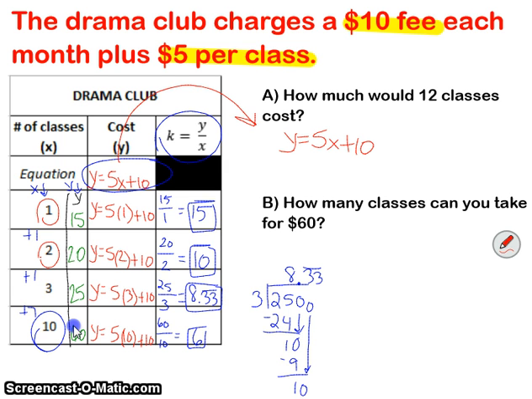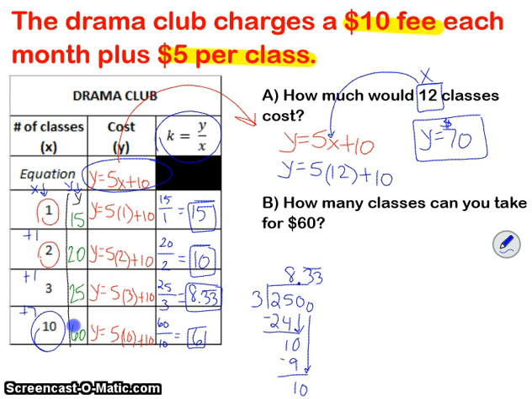And so in order for me to solve this, all I have to do is plug in that 12 into my x. So this 12 is my x value. So it's going to go right here. So my new equation is y is equal to 5 times 12 plus 10. I know that 5 times 12 is 60, and 60 plus 10 is 70. So y is equal to $70. If you go back to your table, your y value is your money, or how much things cost.